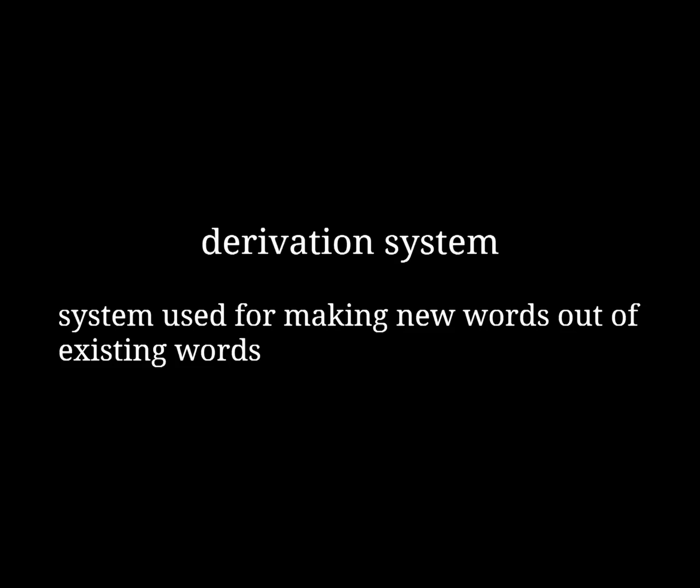Next, derivation: the system used for making new words out of existing words. It's common for auxiliary languages to attempt to make deriving words a completely regular process. Consider in English the various ways to derive nouns from adjectives, even though a noun that comes from an adjective usually has a completely predictable meaning.